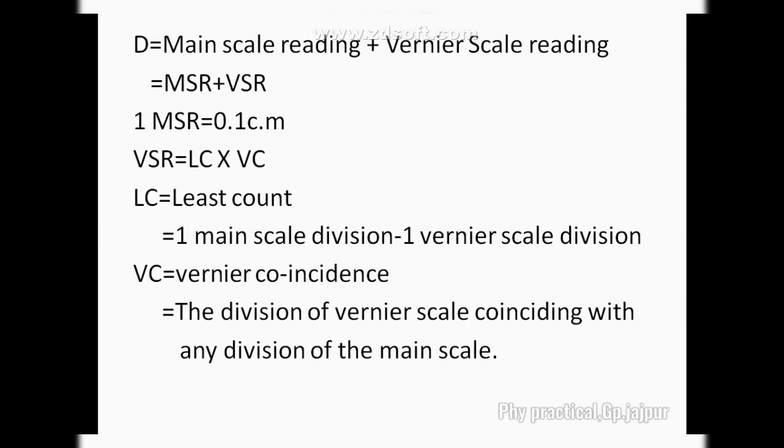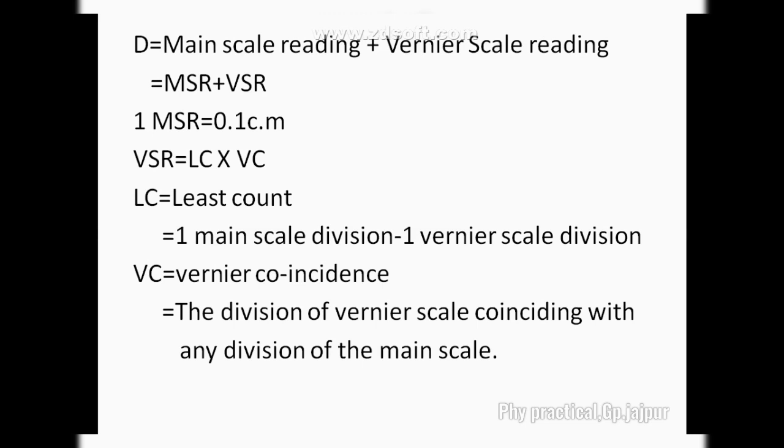Then next is your VC. What is VC? VC is the vernier coincidence. The division of vernier scale coinciding with any division of the main scale, that should be called as vernier coincidence. Whichever division of the vernier scale shows a straight line with a division of the main scale, that should be called as vernier coincidence.